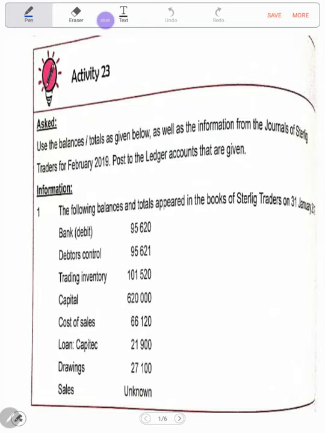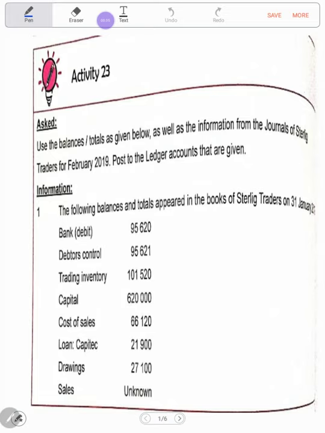Good, for task 23, you are asked to use the balances and totals as given below, as well as the information from the journals of Sterling Traders for February 2019, and you had to post to the accounts that are given. And then you had the following balances and totals.